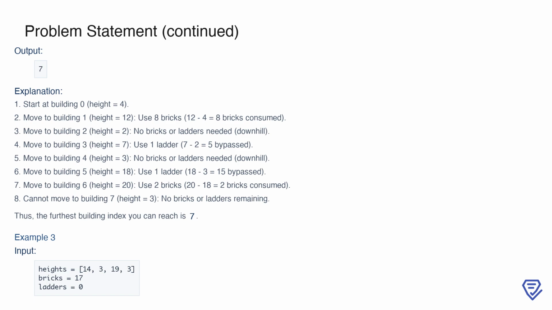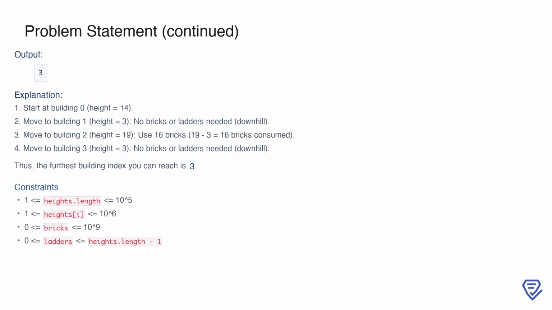Moving to building 4 is downhill again, requiring no resources. To get to building 5, you use your second ladder to bypass the 15-unit climb. Finally, you use 2 bricks to climb from building 6 to building 7. However, you can't proceed further because you've run out of both bricks and ladders. The furthest index you can reach is therefore 7.